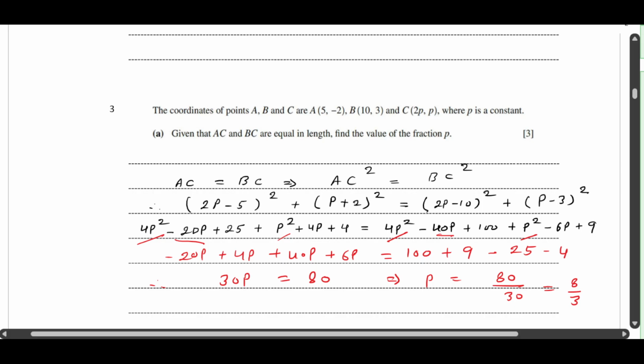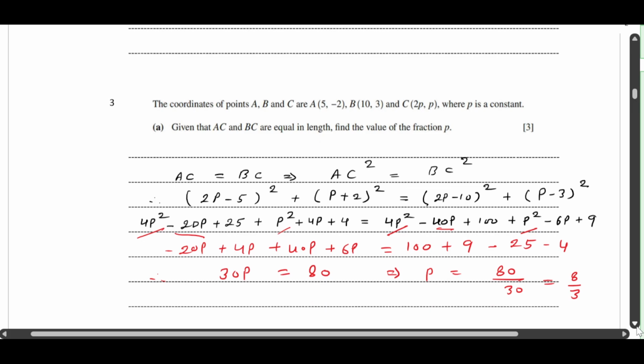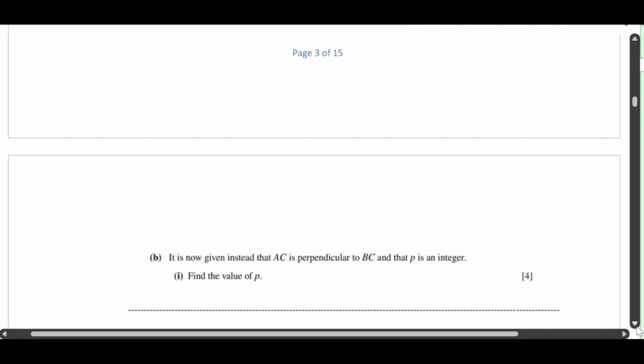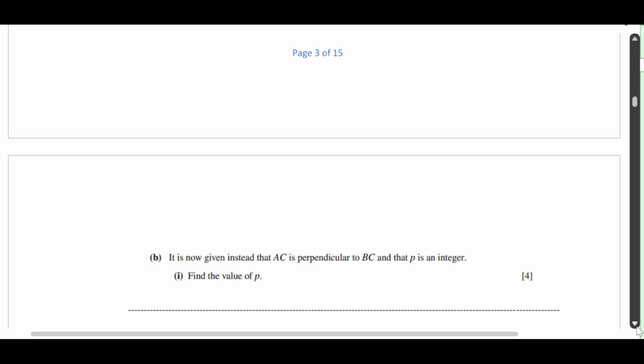Next part of the question is now B part. It is now given that AC is perpendicular to BC and that P is an integer. Find the value of P.